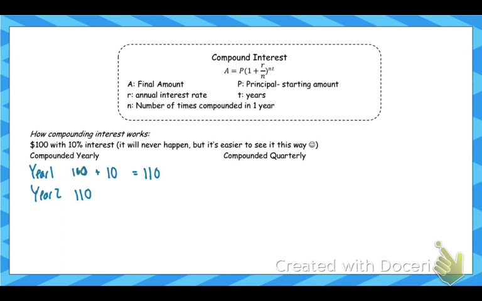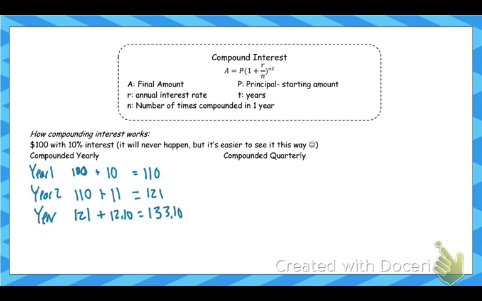There we go. Did it again. Then that year, you would get 10% interest on that, which would be $11. So at the end of that year, you would have $121. When you start year three, you would have $121. Now your 10% interest is $12.10. So at the end of that year, you're going to have $133.10. As you can see, the longer this goes, the more you're getting interest on that interest.